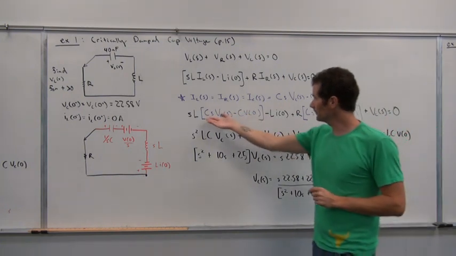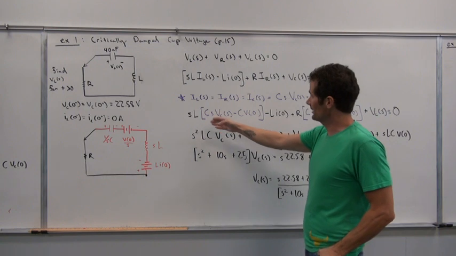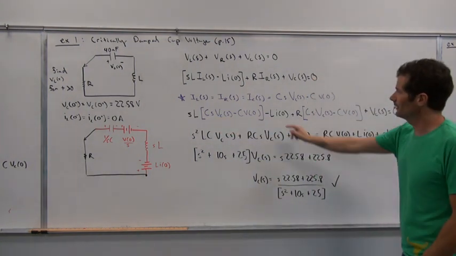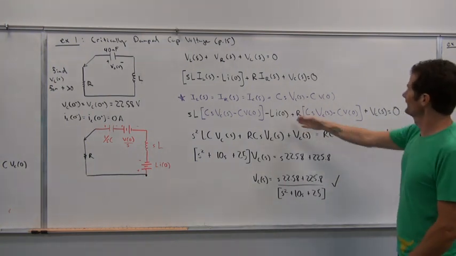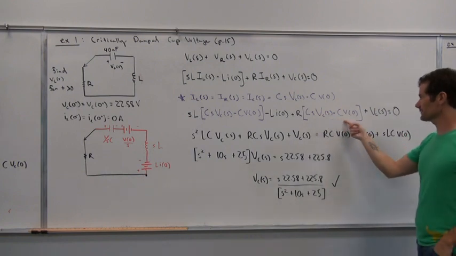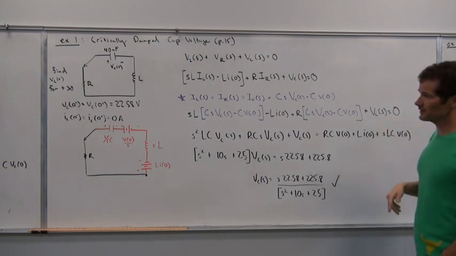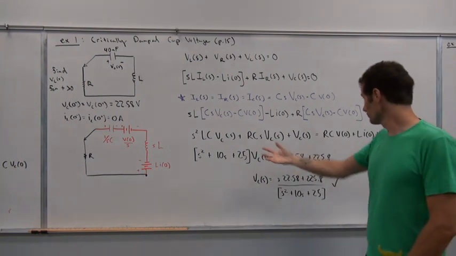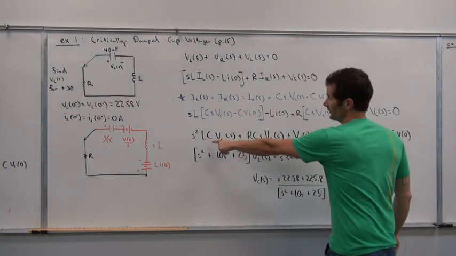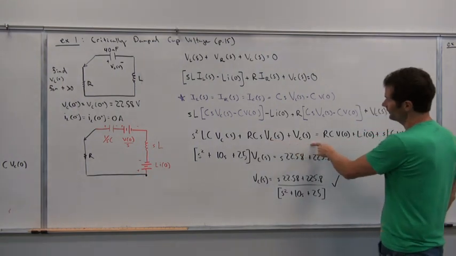And sure enough, in purple right here, SL, and then we substitute in IC of S for IL of S, CS VC of S minus C V naught, minus L times I naught, plus R, and then in brackets CS VC of S minus C V naught for IR of S, plus VC of S is equal to 0. All we have to do now is just rearrange this equation directly. S squared times LC VC of S plus RCS VC of S plus VC of S.